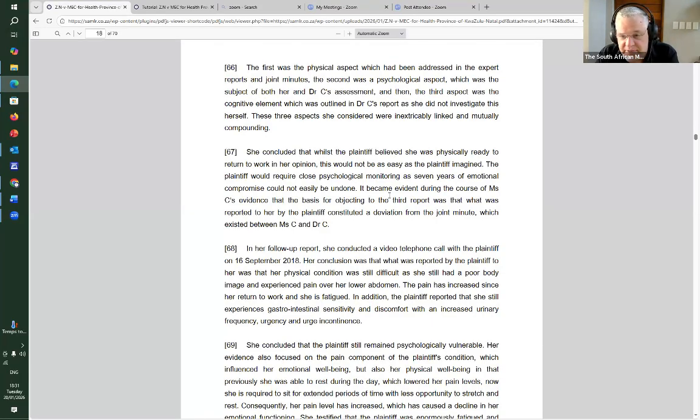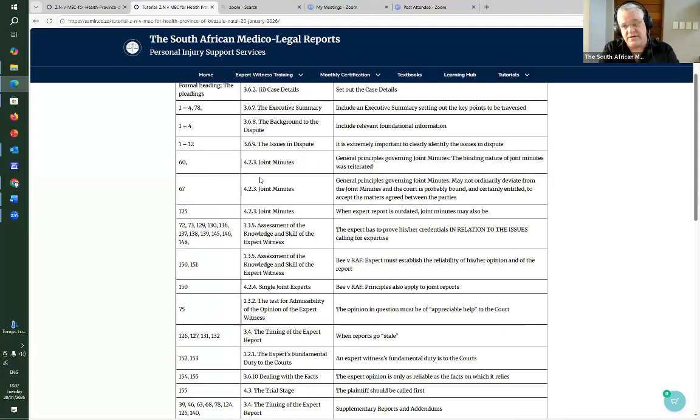If you look at the sentence, it became evident during the course of Miss C's evidence that the basis for objecting to the third report, so there was an objection to one of the witnesses' reports, and the basis was that what was reported to her by the plaintiff constituted a deviation from the joint minute, which existed between Miss C and Dr. C. Okay, so a joint minute had been concluded. There was now an attempt to deviate from that joint minute, and there was an objection to that. And why? Because if you look at the general principles governing joint minutes, the parties may not ordinarily deviate from the joint minutes, and the court is probably bound and certainly entitled to accept the matters agreed between the parties in the joint minute.